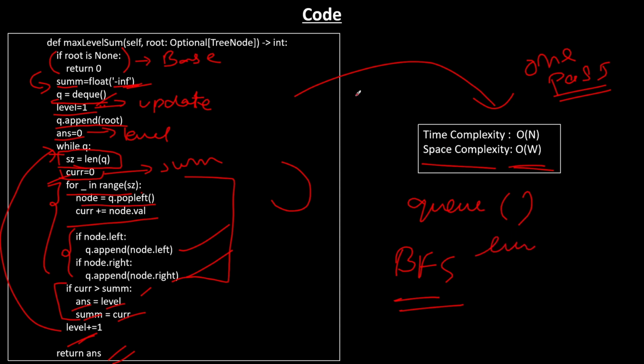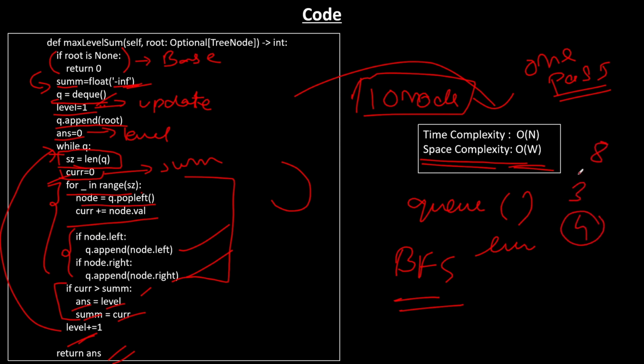Suppose level 3 has 10 nodes in that particular level, which is not possible, but just take it as an example. It has the maximum nodes, so the queue will hold those 10 nodes at once, right? Other levels might have eight nodes, 3 nodes, or 4 nodes. So the maximum number of nodes stored in one iteration was 10. Therefore, the maximum space complexity will be O of W, the width or breadth, right? So this is the code explanation.